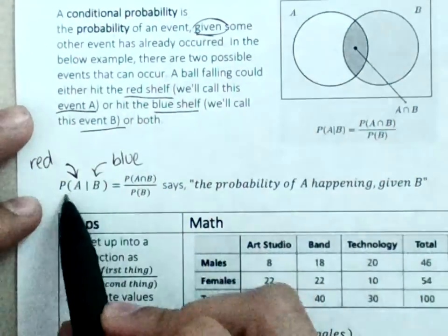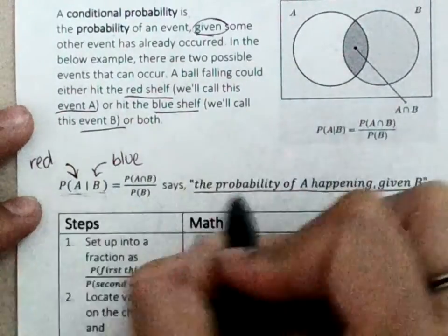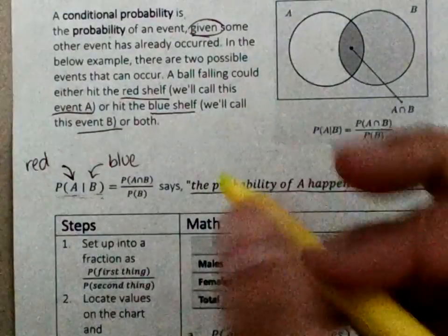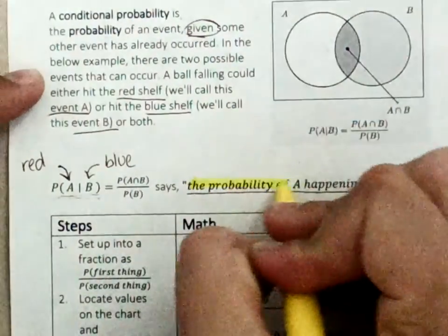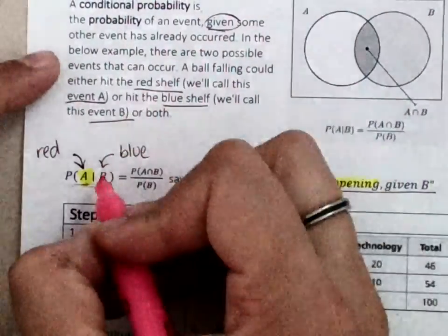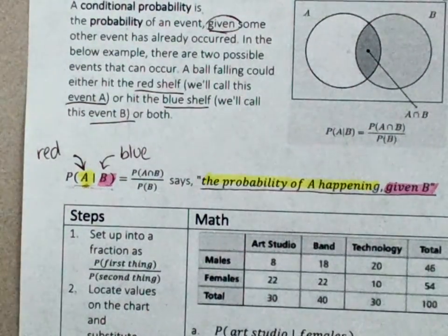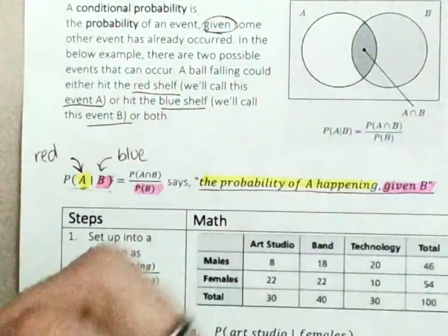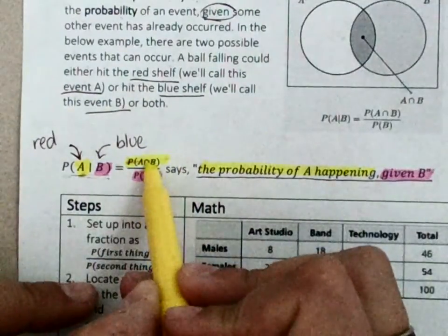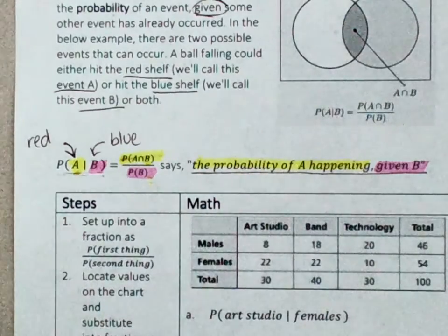Now the way that we would write this in a sentence, which is extremely important, is the probability of A happening given that B has already happened. Notice that in the fraction, we take the intersection of A and B and divide it by the probability of just B. So now we're going to apply this to three examples below.